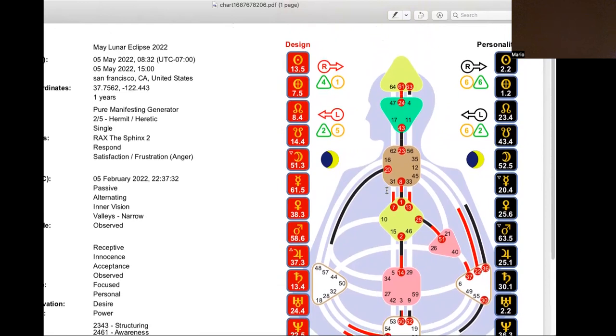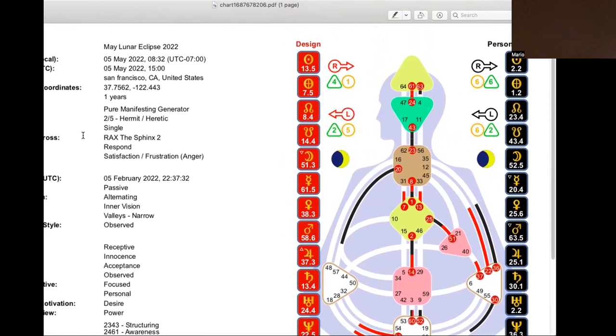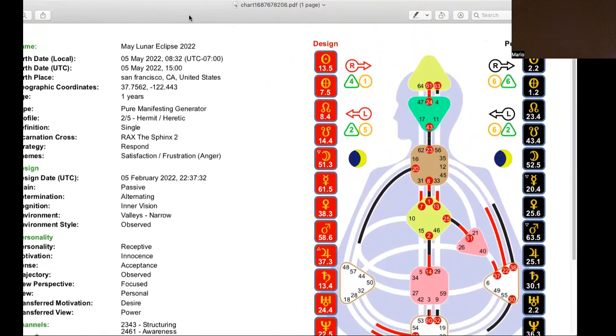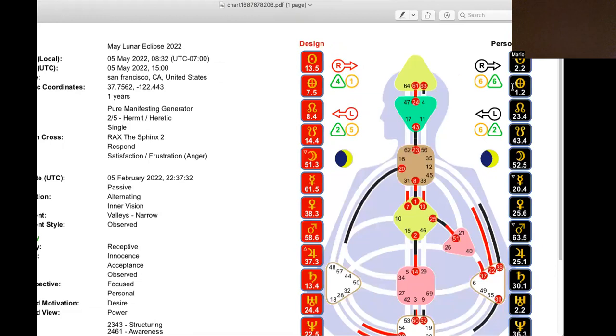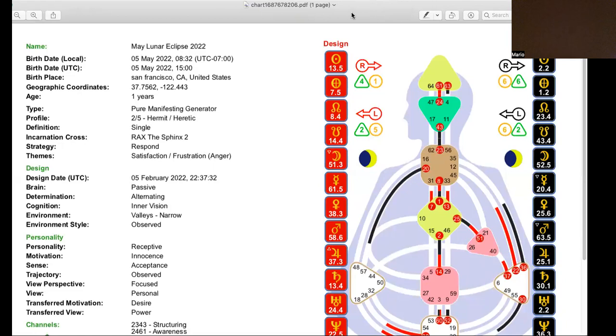One more thing that I'll add is I'll just go over the description of these particular aspects here. If you look on this human design graph, we have the type, pure manifesting generator. We have the profile, 2-5, which is represented by the first two glyphs of the personality side, the sun and the earth. You see the lines 2. And then on the left-hand column, the design side, the sun and earth are in gate 5. So we have 2-5. We call this the hermit heretic.